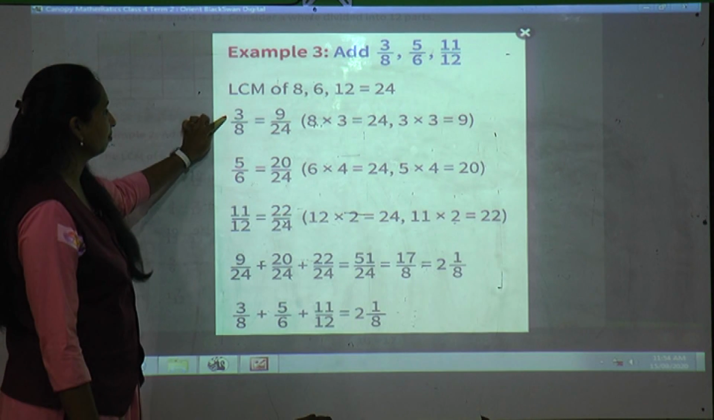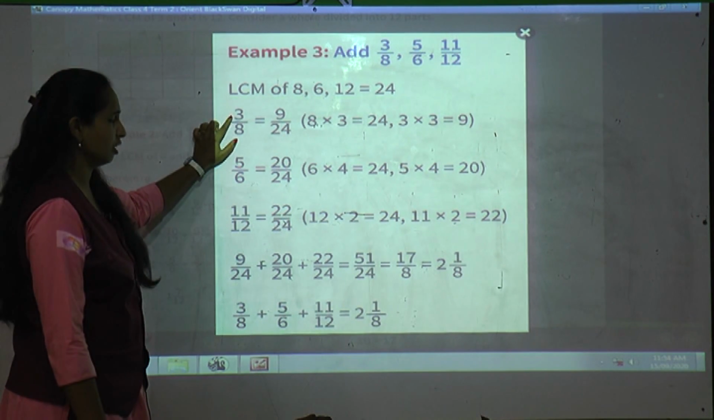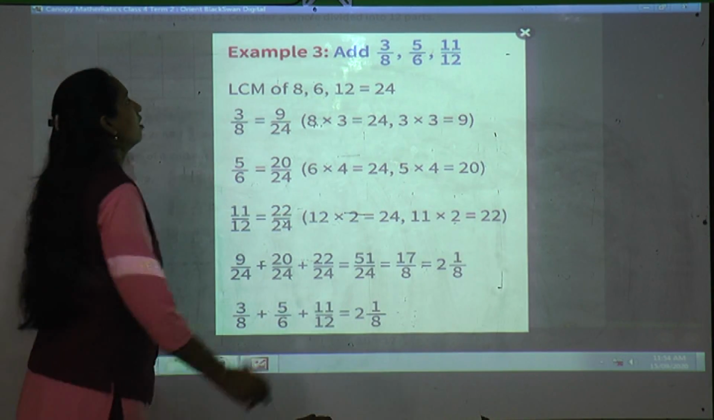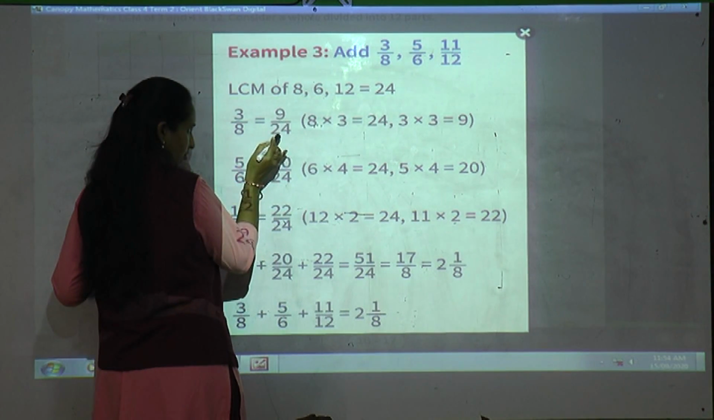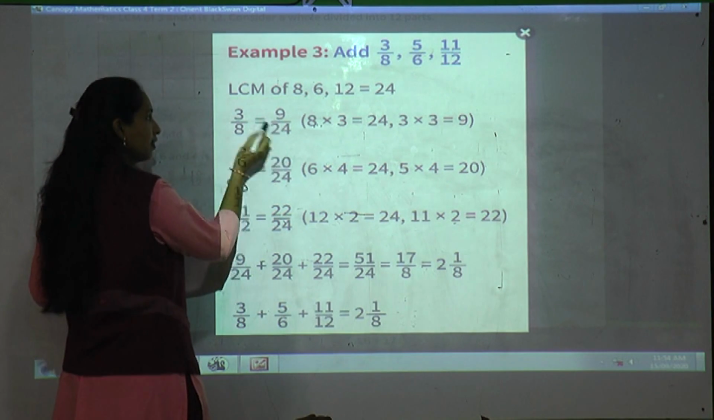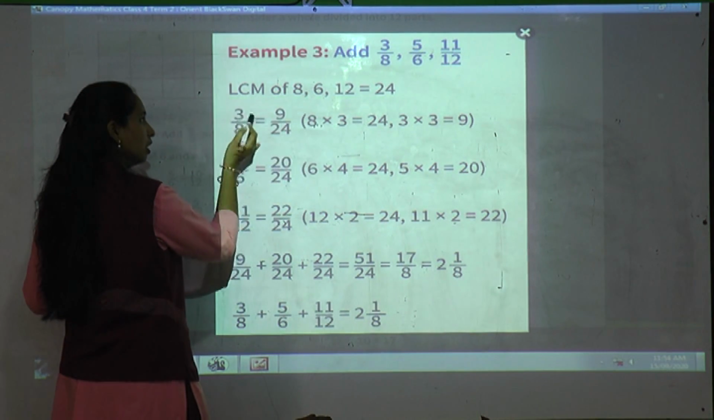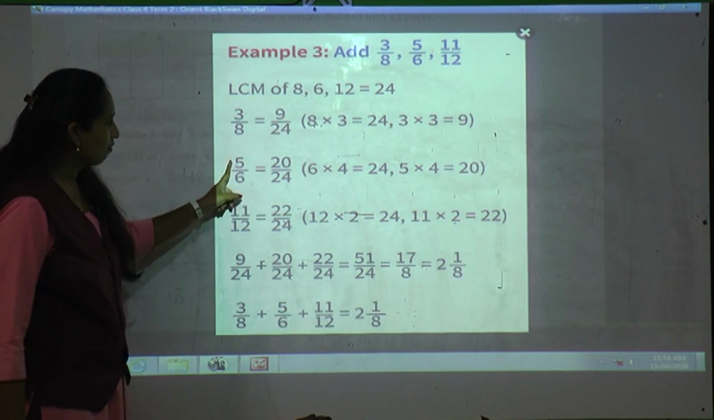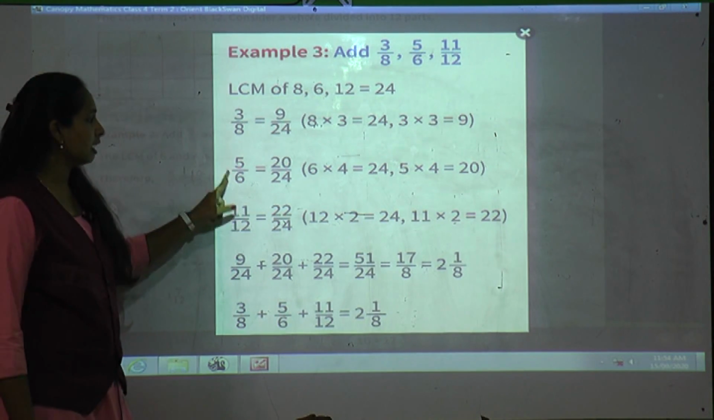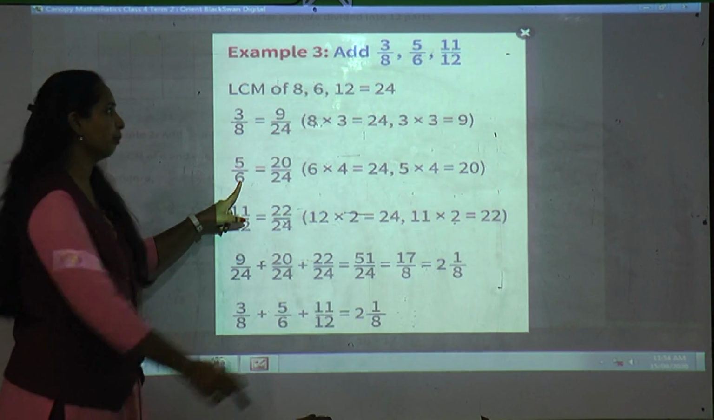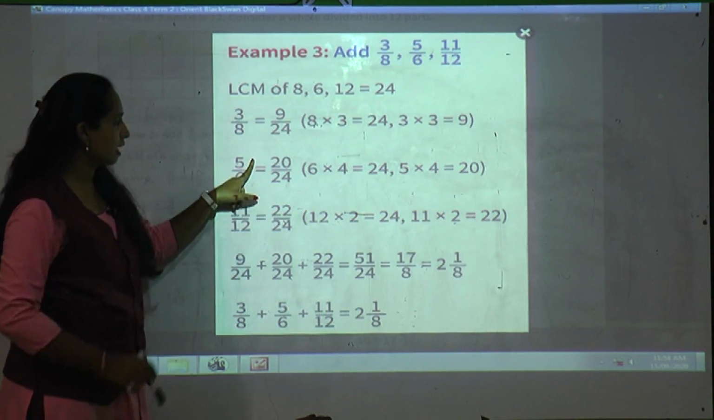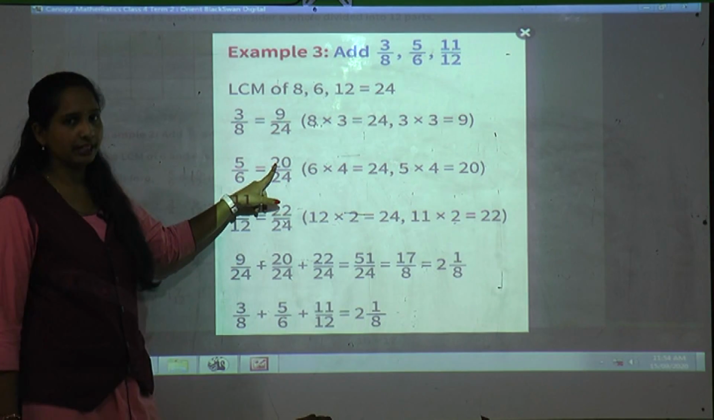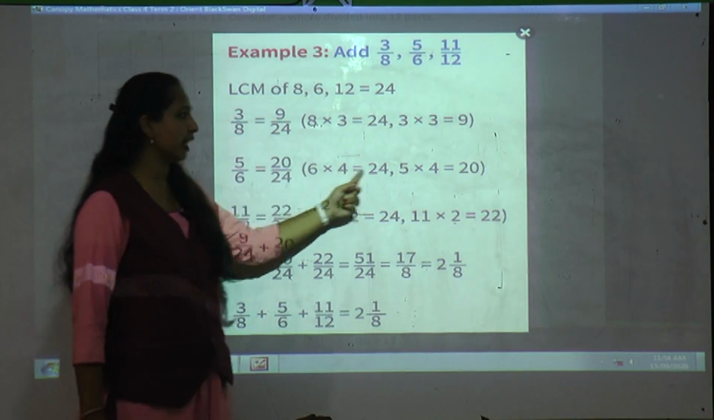So right here, 3 upon 8 is, see, 24 is the LCM, that should come in the place of the denominator. So 8 3s are 24. So 3 means here also 3 3s are 9. Now 5 upon 6. Now in the denominator what should come? 24. So 6 4s are 24. Same here also, 5 4s are 20. They have written it in short and given it in the bracket.